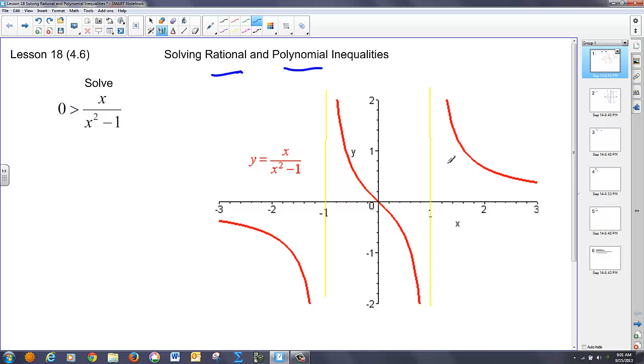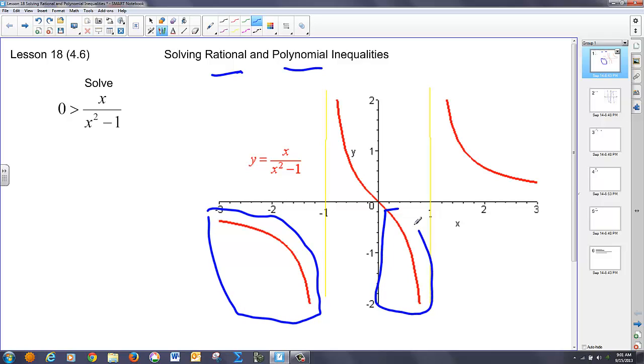Well, I put a little graph of it over here. We can see it's less than 0 in this region here and in this region over here. So I could, just by looking at the graph, state the answer of negative infinity to negative 1 in union with 0 to 1. Alright, but I'm not always going to have the graph to refer to, so we need to figure out how to do it with this equation here.